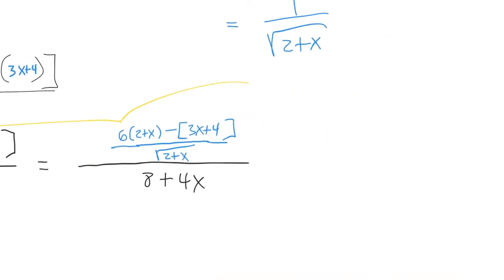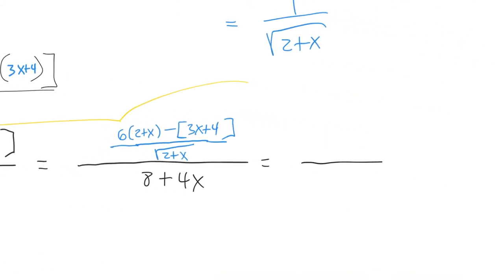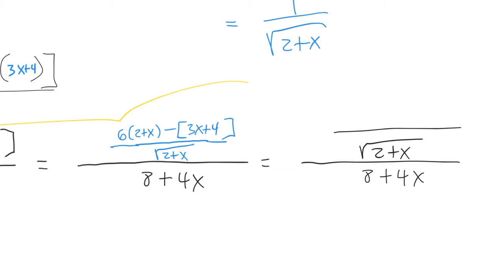So if we were to go further with that, the denominator is still 8 plus 4x. Down here, we would have 2 plus x, and then here this would become 12 plus 6x minus 3x minus 4. These would combine, giving us 3x. These would combine, giving us positive 8. So let's represent that over here by writing positive 3x plus 8.